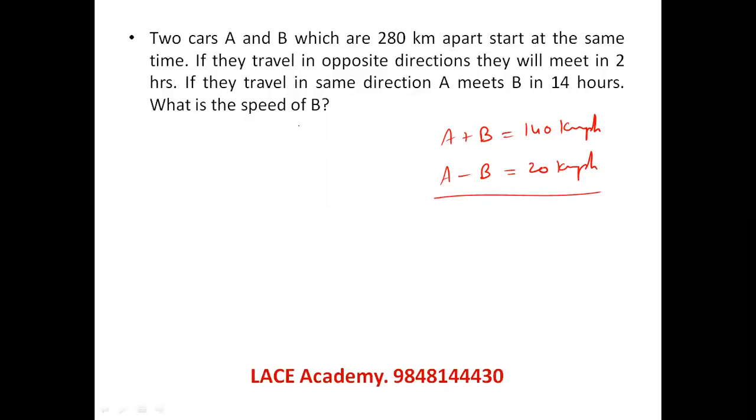It is asking for the B value. You can find the A value and B value both. A is equal to 80 and B equal to 60. It is asking B, so that is your answer. Let's see the next. Relative speed of opposite direction, relative speed of same direction. That's it. Let's see the next question.